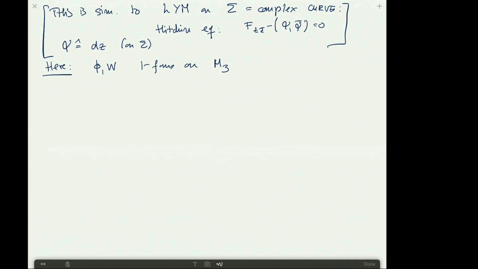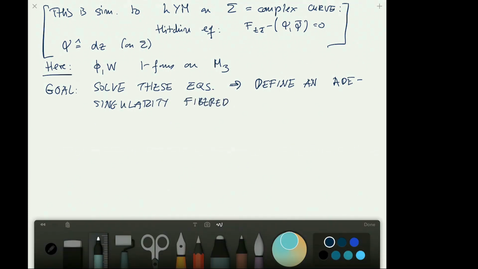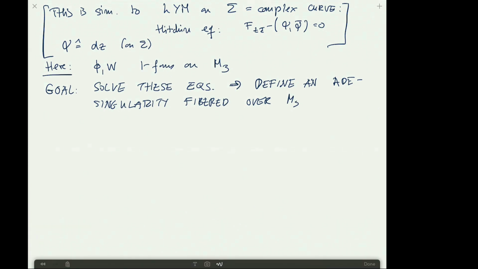Okay, so the goal now is to solve these equations, and that should then define an ADE singularity fibered over M3. And in fact, what we get for phi is matter and couplings.